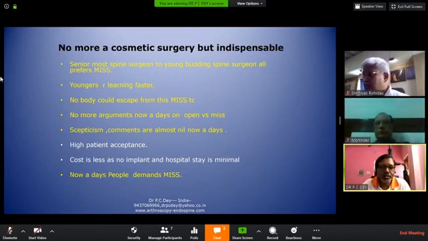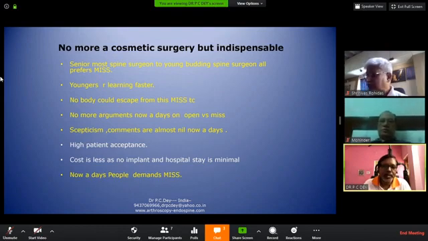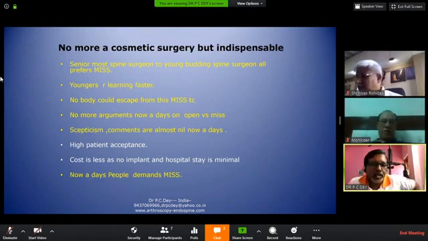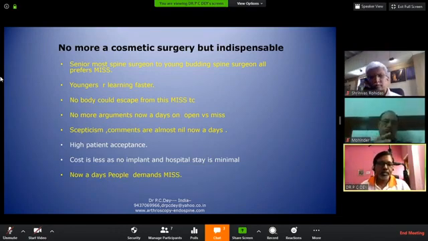This is because of the importance of this technique, the beauty of the technique, comfort, less complication. Skepticism and negative comments are almost nil nowadays. High patient acceptance, cost is less, as Dr. Rohidas already mentioned. Mohinder also mentioned the cost of this technique is very, very less in comparison to the other technique. It is hardly 4 to 5 lakhs.